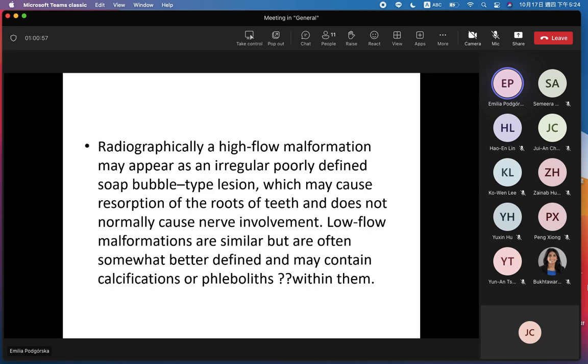Radiographically, a high flow malformation may appear as an irregular, poorly defined soap bubble type lesion, which may cause resorption of the roots of teeth and does not normally cause nerve involvement. Low flow malformations are similar but are often somewhat better defined and may contain calcifications or phleboliths within them.